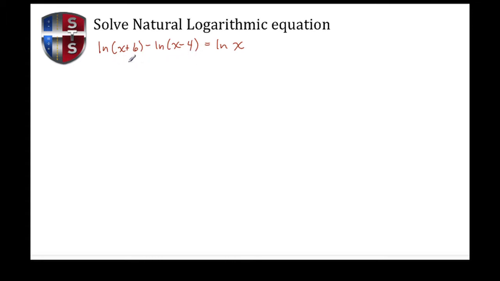Through the properties of logarithms, I know that if I'm subtracting two logarithms with the same base, and that includes natural logarithms, that means it can be rewritten as a division problem or condensed into a single logarithm through division. So here I have the natural log of the quantity x plus 6 divided by x minus 4, and I'll set that equal to the natural log of x.